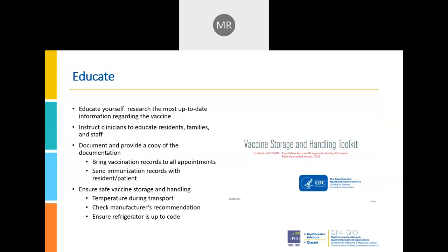So, when we start talking about vaccines and who might be approaching our residents, our staff, our family, it's really important to educate yourself before you start doing that. You want to make sure you have the most up to date information because you're going to be asked questions. It's guaranteed there are going to be questions when you start bringing vaccine forward. Instruct clinicians to educate residents, family, and staff. So, is it the nurse on the unit? Is your MD part of this? How are you doing your education to your residents, family, and staff?